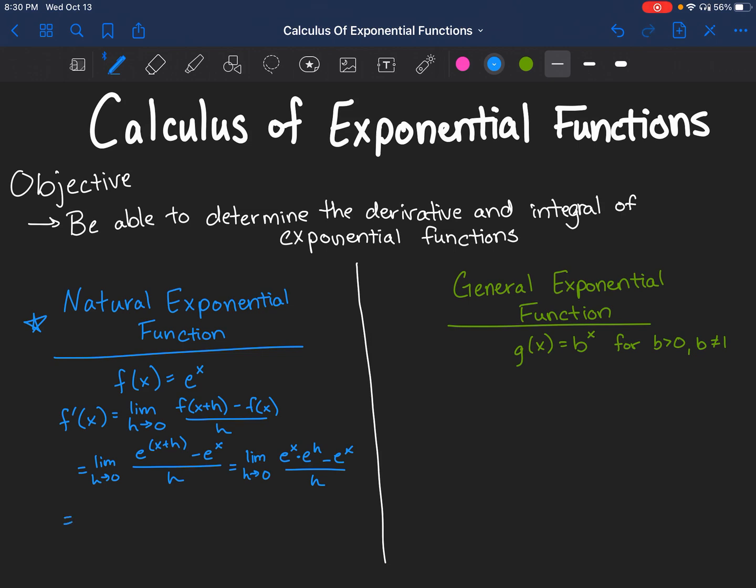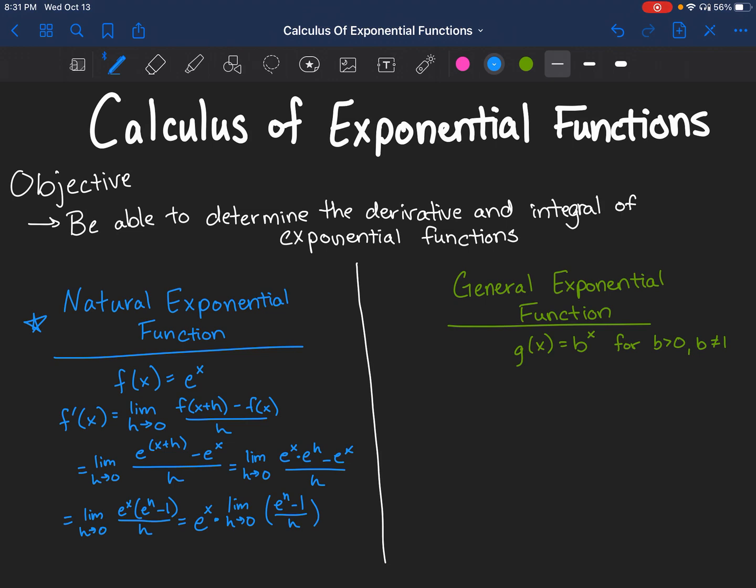All right, next step I'm going to factor out that e to the x from the numerator, so e to the x times e to the h minus 1 divided by h. Since this e to the x at the beginning has nothing to do with the limit as h approaches 0, I can take that all the way out of the limit. And at this moment, I'm at e to the h minus 1 divided by h.